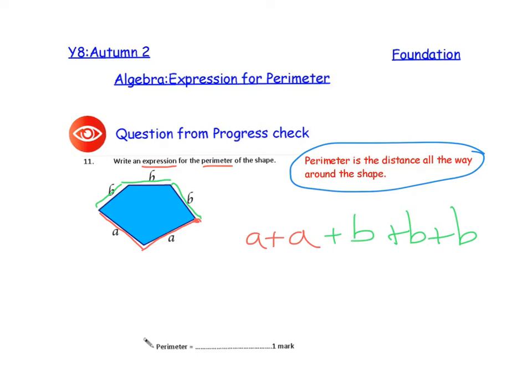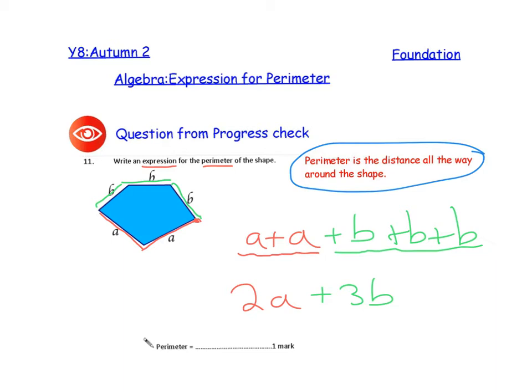Now you'd be tempted to leave that as your final answer, but rules of algebra say we ought to collect like terms together, much more efficient. So here I have an A and I'm adding another A. I've got two A's. Now let's look at the B's. I've got a B, add another B, add another B. So I have three B's. Now that is our final expression for the perimeter.